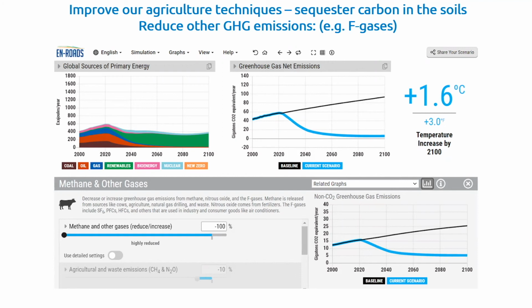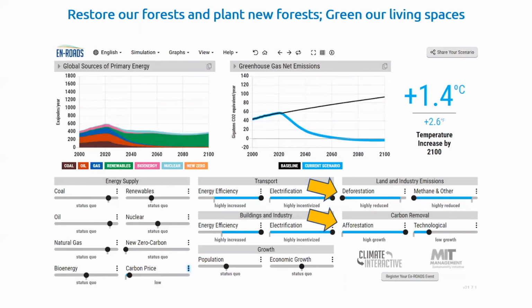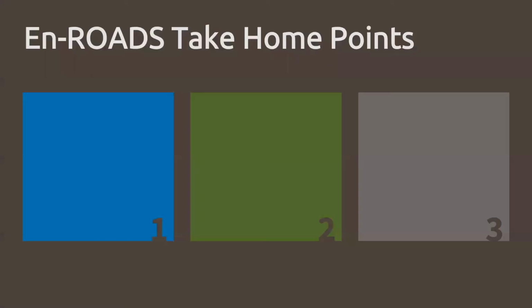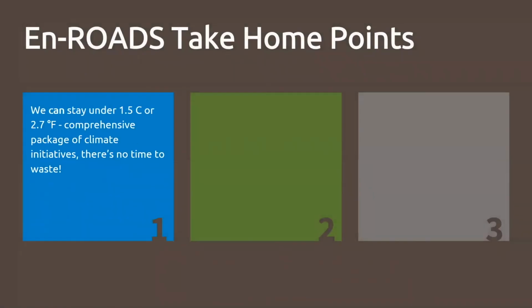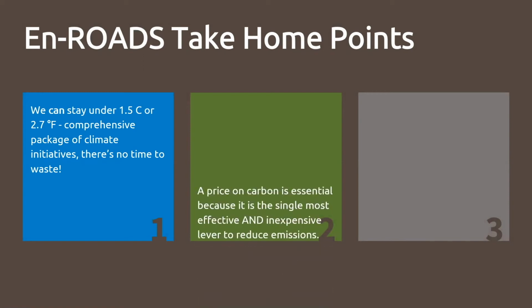So we're coming very close to that 2.7 degree average global temperature increase that the scientists tell us we need to get under. So if we, at this point, restore our forests and plant our trees and green our living spaces, we actually could get under that 2.7 degrees average global temperature. So our take-home points are this: we can, in fact, stay under 2.7 degrees average global temperature, but it's going to take a comprehensive package of climate initiatives, and there's clearly no time to waste.